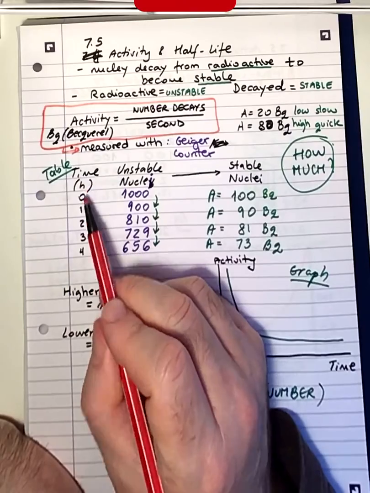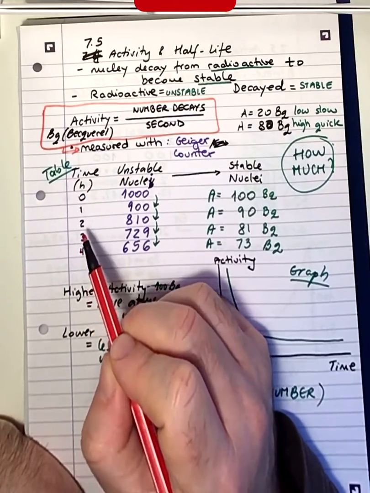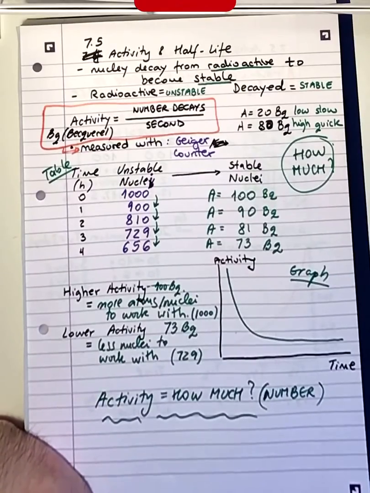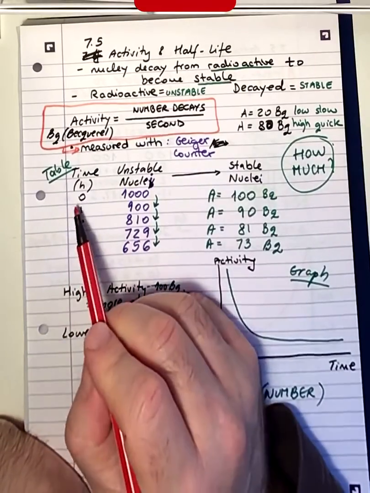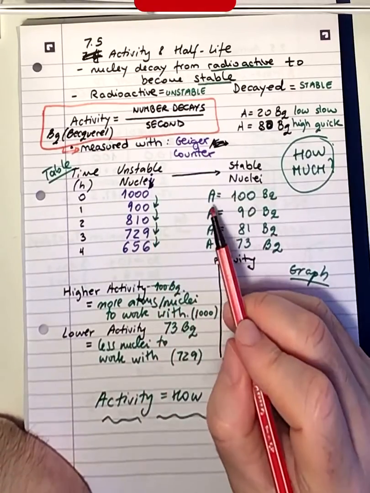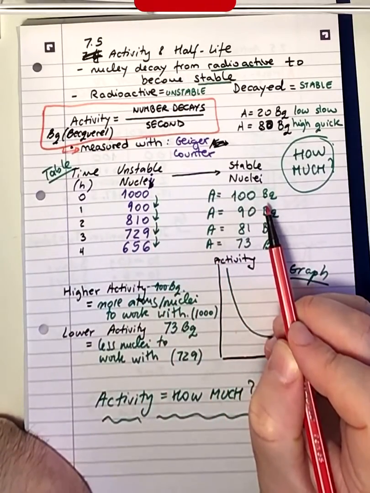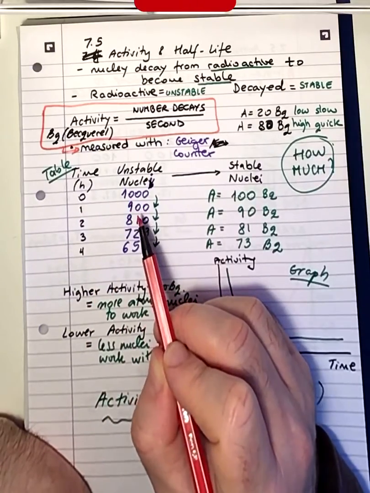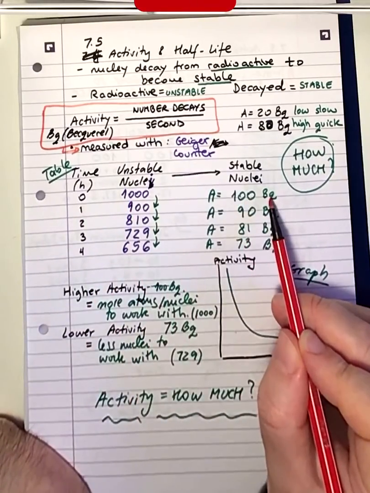Now I'm going to get 4 hours as my amount of time, and I'm going to go in increments of 1 hour. So in the first hour I'm starting with 1000 nuclei, and this will have an activity of 100 becquerels. That means after 1 hour, out of 1000 we only have 900 nuclei left, because 100 were decayed.